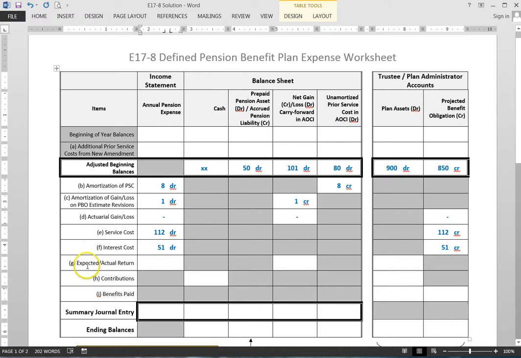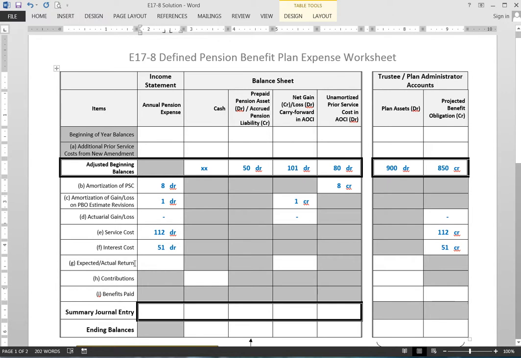Next, we have expected and actual rate of return. Remember that one of the things that we do is the employer and possibly the employees are making contributions throughout the year to the plan assets. And that plan administrator is investing those plan assets and hopefully generating a positive rate of return on those plan assets. And here's where things got a little bit messy in US GAAP.